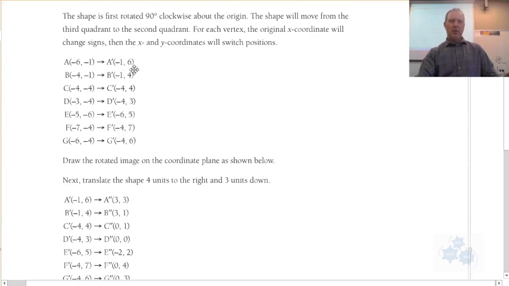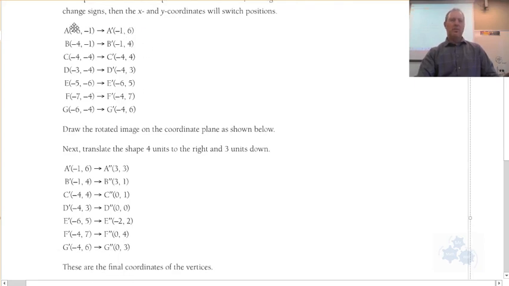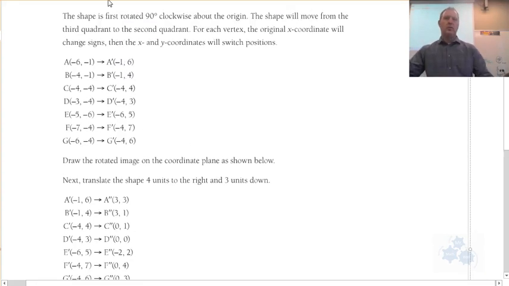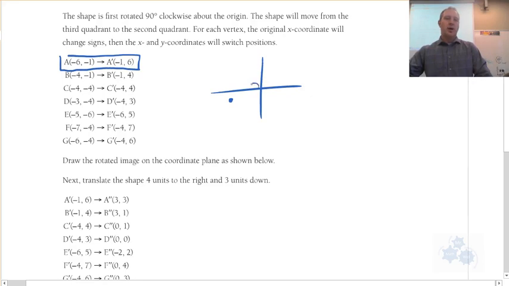Okay, A to A prime. So you see how they flipped these around? Now this might be a little difficult to picture just if you look at the numbers like this. Okay, so this is a rotation of 90 degrees. I would encourage you, like we did, to draw it out. 1, 2, 3, 4, and then down 1. So go 1, 2, 3, 4, and then over 1.